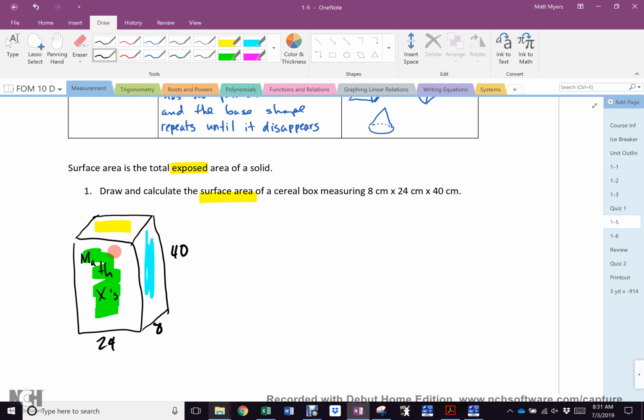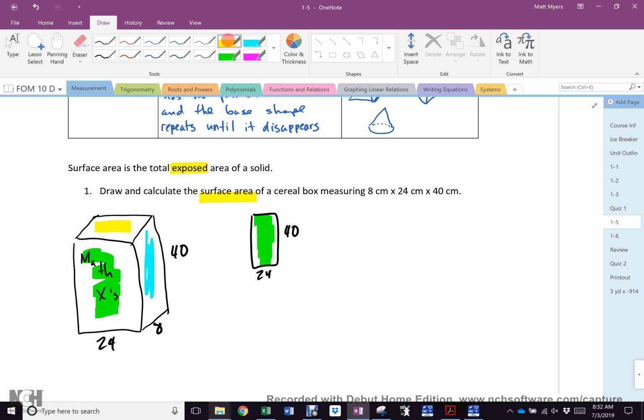Not quite. Why? Because that's only half of it. What would I have to do with those 3 rectangles to find the actual surface area? Multiply it by 2, right? So, what about that green rectangle? That's 24 by 40, right? 24 and 40.